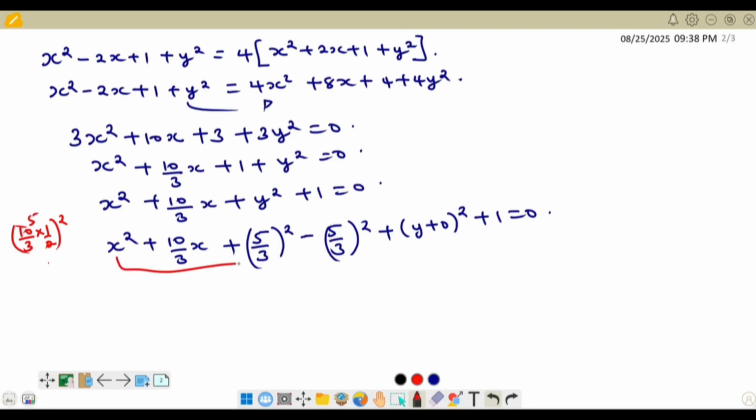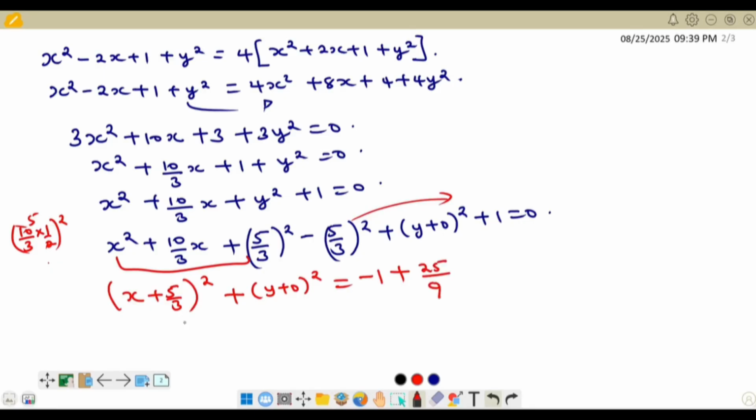So this one here will form one bracket, which is x plus 5 over 3, the whole of this squared. Actually, when you expand this, it means you are coming back to this given expression. Then plus this is y plus 0 squared. I will bring this one the other side, it will become negative 1, plus when I take this one the other side, it becomes 25 over 9. So that is basically what we shall have.